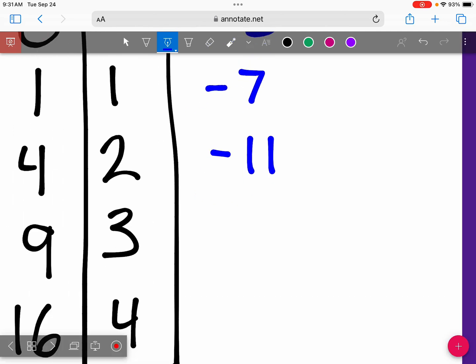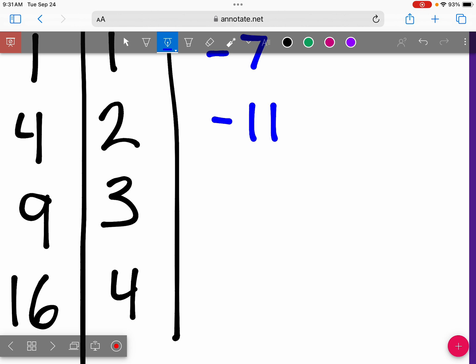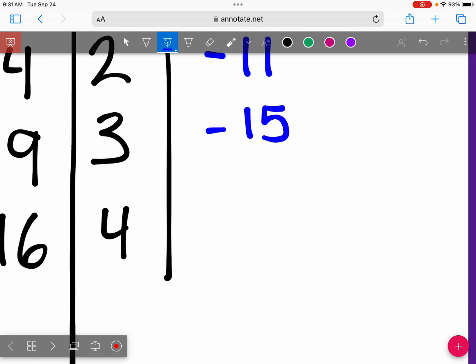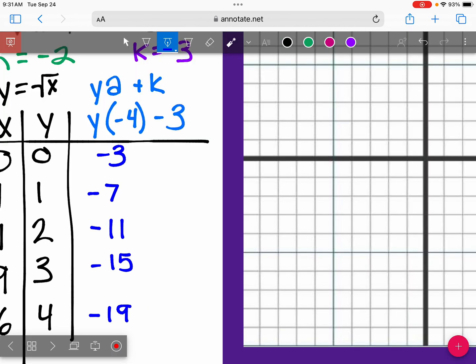All right, and so clearly none of the rest of these are going to wind up being on my graph. You can fill them in as your heart desires. We'll wind up with -15 and -19, but those ones will clearly not fit on my graph.